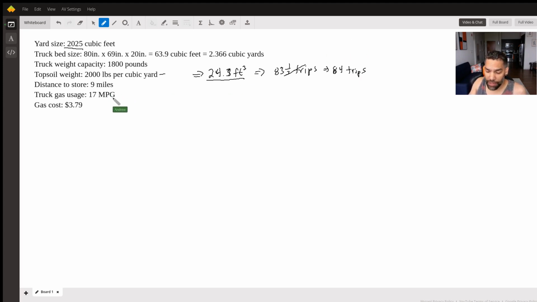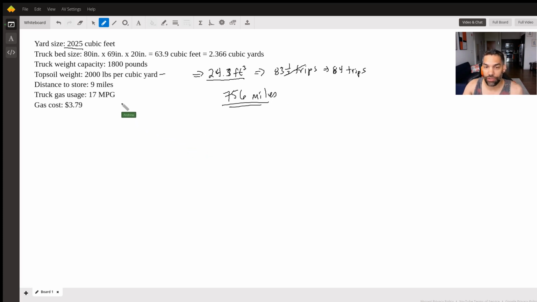The distance to the store is 9 miles, and the truck gets 17 miles per gallon. So we need to figure out what the total distance is for 84 trips. 84 trips times 9 miles is going to be about, I think I did this a little bit wrong, but we can figure that out very quickly. I have 750 miles, but that's only assuming that we allow for that third of a trip. We have 84 trips, and it's 9 miles, so that's 756 miles. So it's going to be a total of 756 miles driven to get the topsoil back and forth.